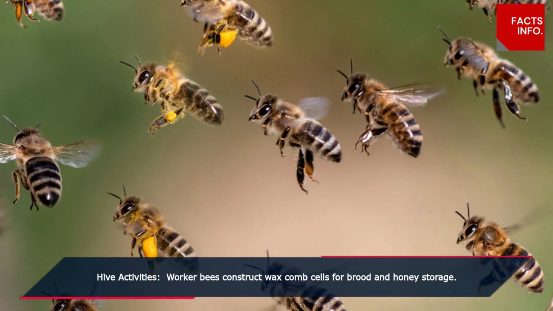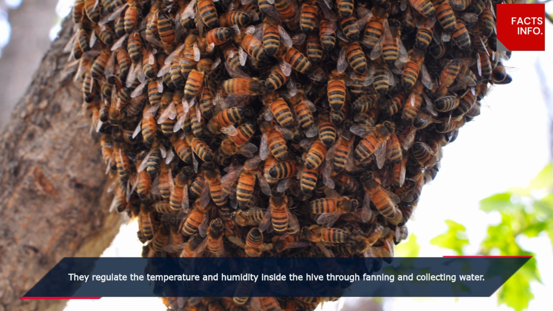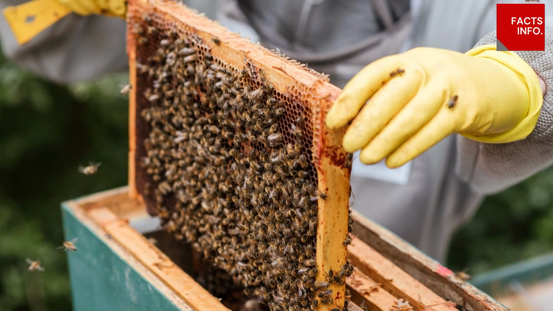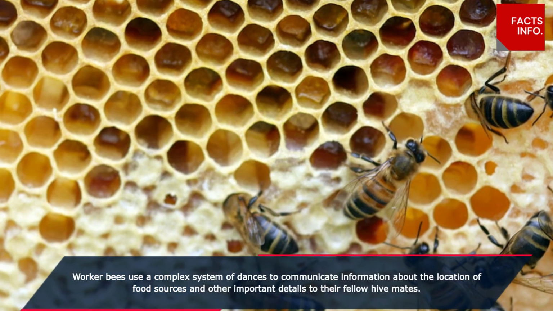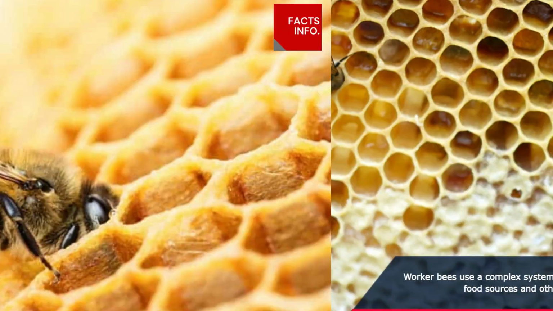Worker bees construct wax comb cells for brood and honey storage. They regulate the temperature and humidity inside the hive through fanning and collecting water. Worker bees use a complex system of dances to communicate information about the location of food sources and other important details to their fellow hive mates.